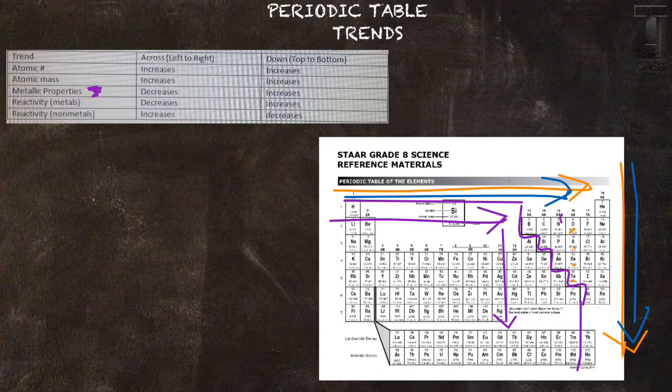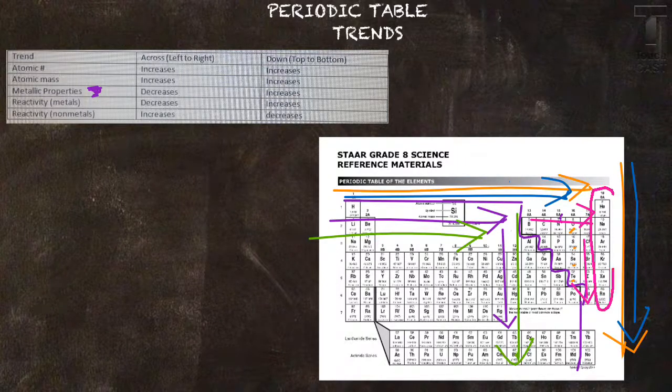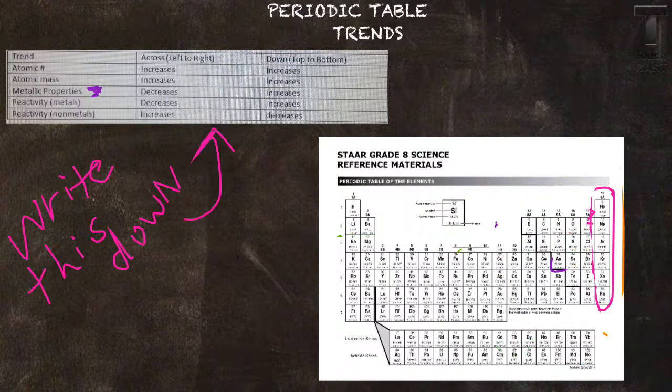Reactivity can also be a little tricky because it switches for metals and nonmetals. For metals, reactivity decreases, so things get less reactive moving across, and increases moving down, so they get more reactive moving down. For nonmetals, reactivity increases moving across and decreases moving down. The exception to this is the noble gases because they are not reactive. So that's it. Make sure you write down that table, and if you have any questions, be sure to ask your teacher.